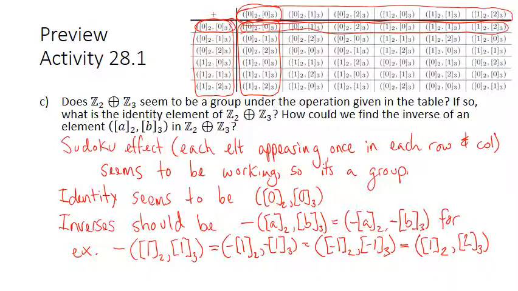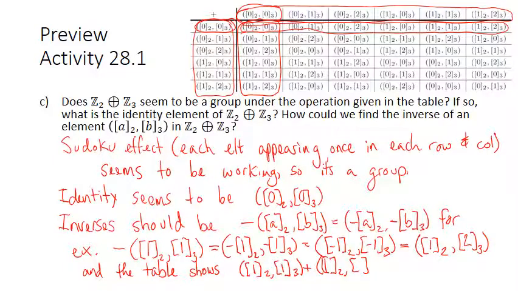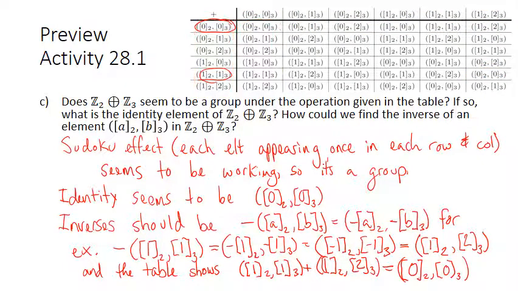And we do see that the table shows that 1, 1 plus 1, 2. Oh, there's so much notation here. Let's just check that in the table. So here's 1, 1, and here's 1, 2. And they do give us 0, 0, which is the identity. So that's good. It all works like it seems like it should.